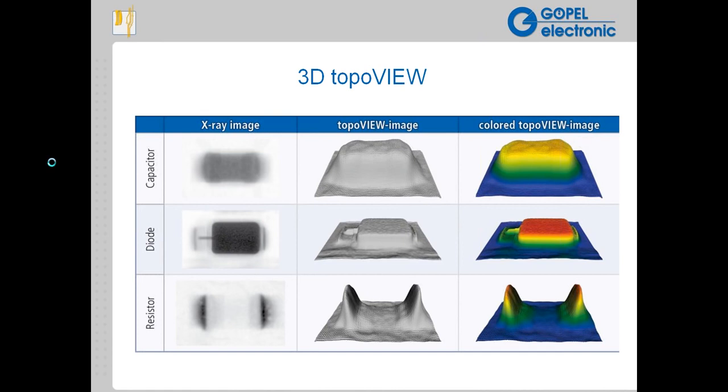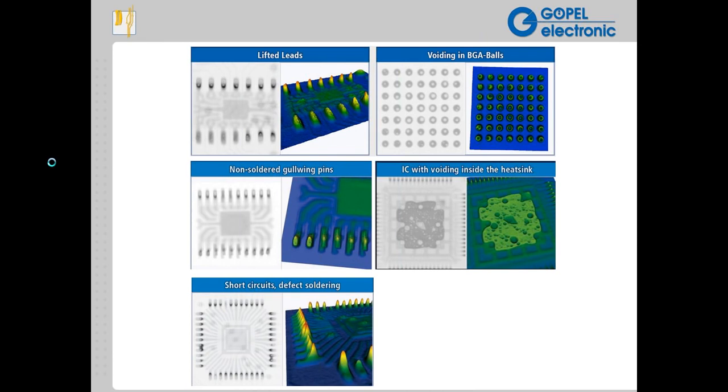Similar things you can see in voiding of BGA balls. You can see completely unsoldered gull-wing pins in the center left image. And then in the center right image, you can see voids in a solder under a heat sink. So this is an image of a heat sink that's been soldered down, and you can see clearly the density and composition of voids in the solder layer in between the heat sink and the device.